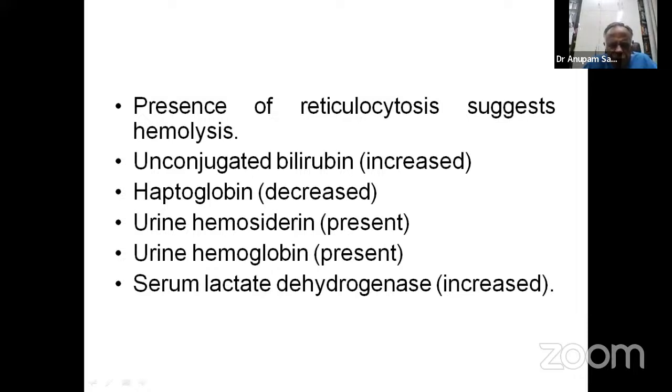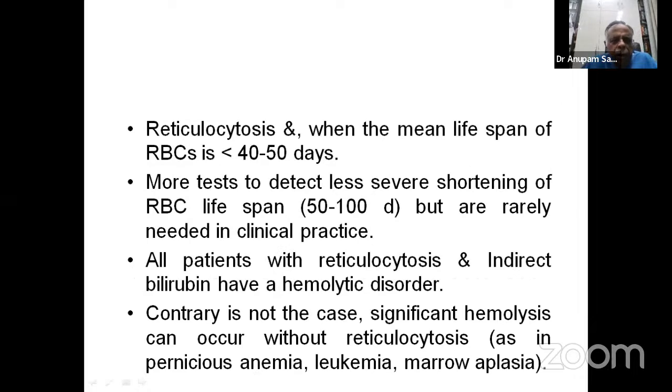Unconjugated bilirubin increased also suggests that. Haptoglobin decreased. Urine hemosiderin may be present. Urine hemoglobin may be present. And serum LDH may be increased. Okay, reticulocytosis, and when the mean lifespan is reduced to less than 40 to 50 days, then you can develop anemia. More tests to detect less severe shortening of the RBC's lifespan are rarely needed in clinical practice.